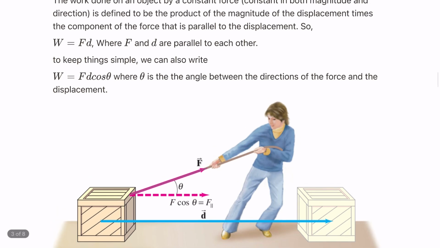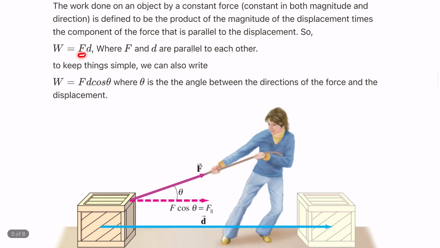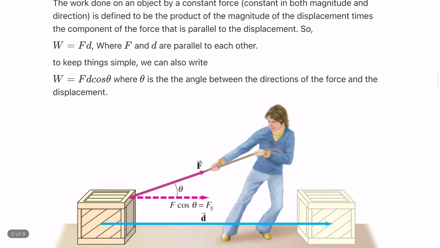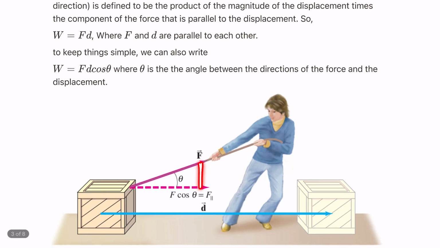Now, if the force is already parallel to the displacement, then we can just take the product of the force and the displacement. But if the force is at some angle theta to the displacement, then all we have to do is take the product of force and displacement and multiply it by the cosine of that angle theta. And that should make pretty quick sense if you imagine this triangle that I have drawn here for you on the screen, and we're taking this angle theta.